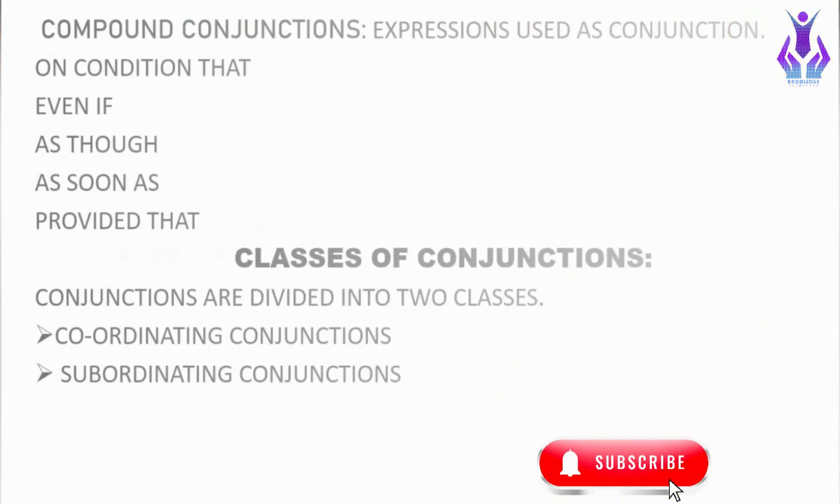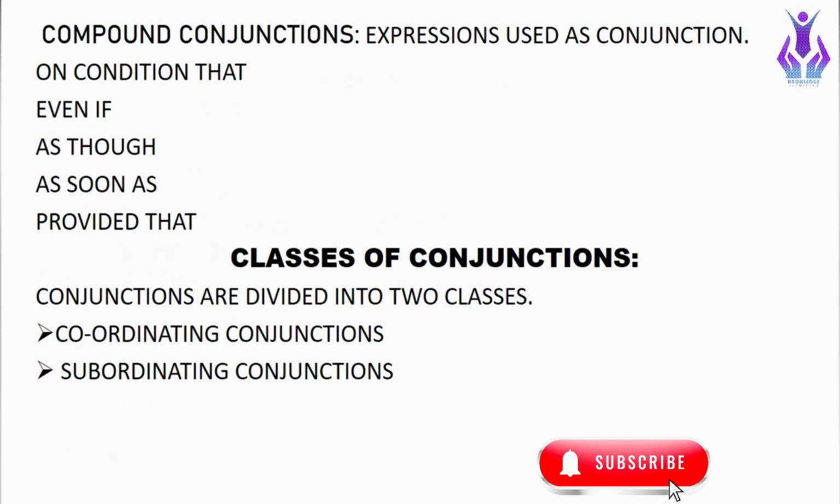The next one is compound conjunctions. When we use certain expressions or phrases as a single conjunction, these are called compound conjunctions. For example, on condition that, even if, as though, as soon as, provided that, as well as, as if, in order that. There are many more examples of these.